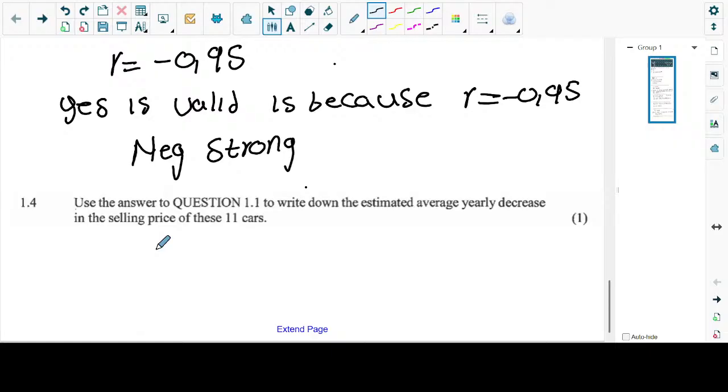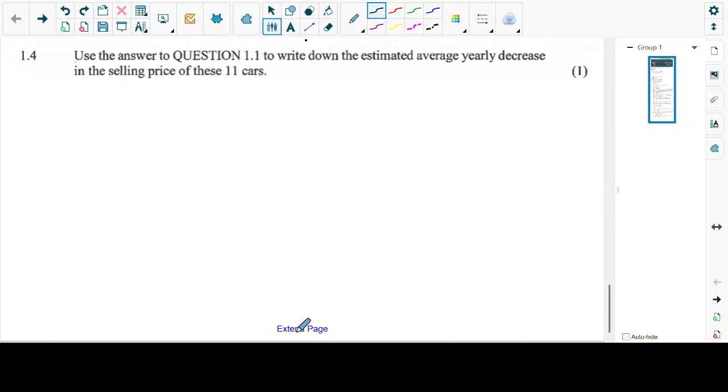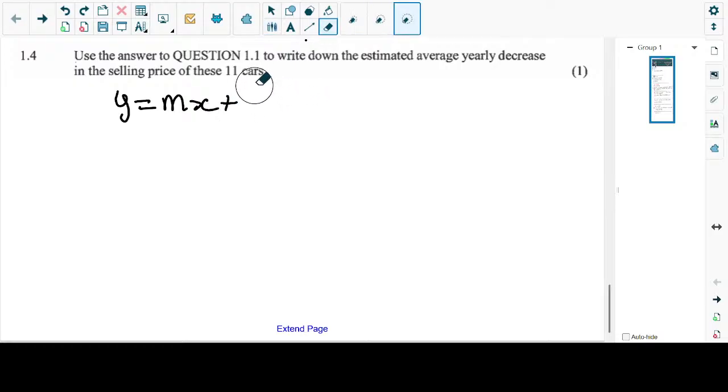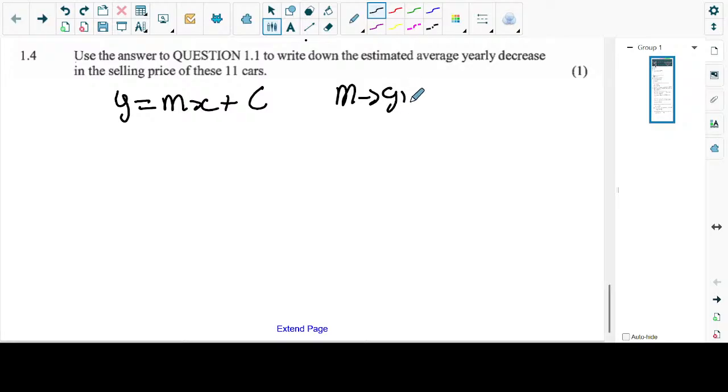So we're looking for the average yearly what? Decrease. Now remember, they're talking about average again here. And then you have an equation of a straight line, which is y equals mx plus c again. Where the m is your gradient, no? And then it's more like you are talking about the average gradient here. That's what they're asking us in this question.